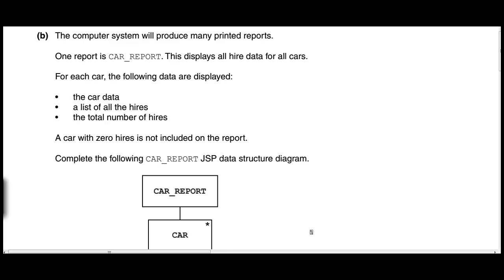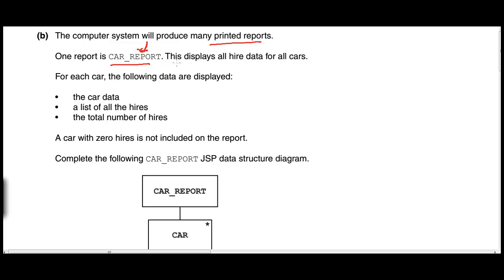Okay, let's take a look at part B of the same question. Part B says that the computer system will produce many printed reports, and one of those reports is the car report. There might be other reports, we don't know, account reports, billing reports, whatever reports, right? But the one that we are interested in is the car report, right?